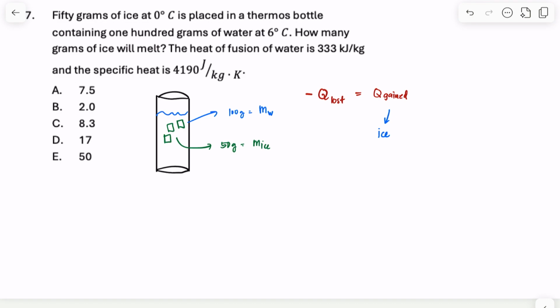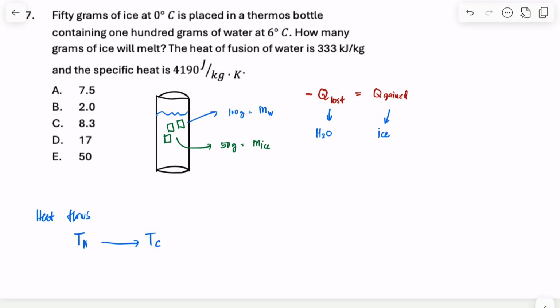And the one that is losing the heat is your water, because heat flows from the higher temperature to the cooler temperature. So the one that is losing is always the one with the higher temperature, in this case water. So if you have to calculate this one, of course you have to calculate this one.